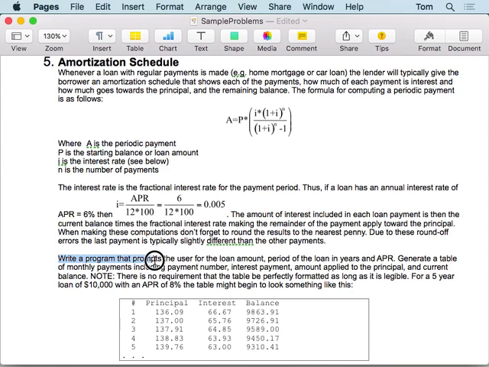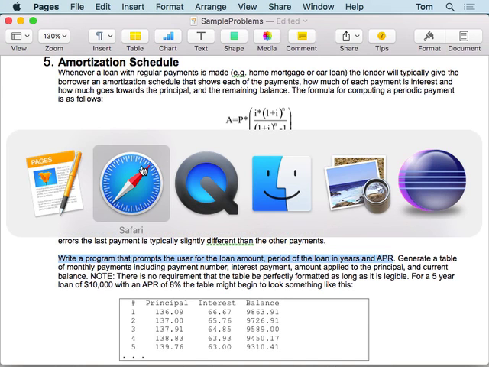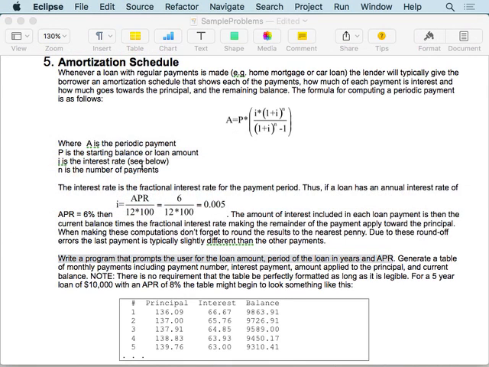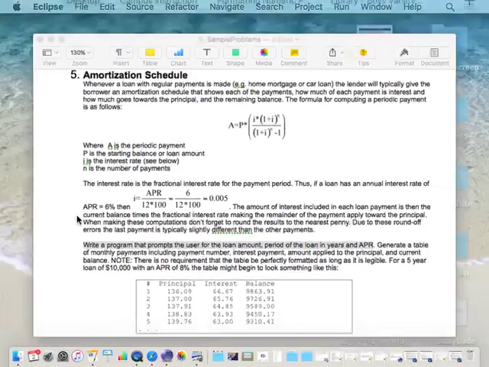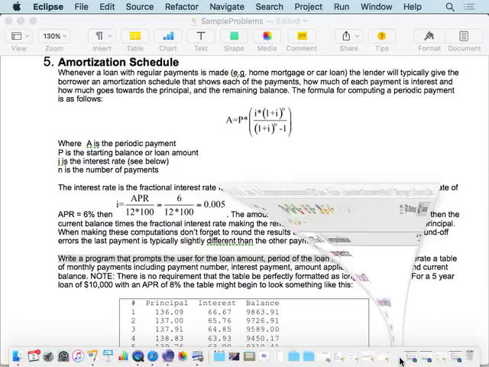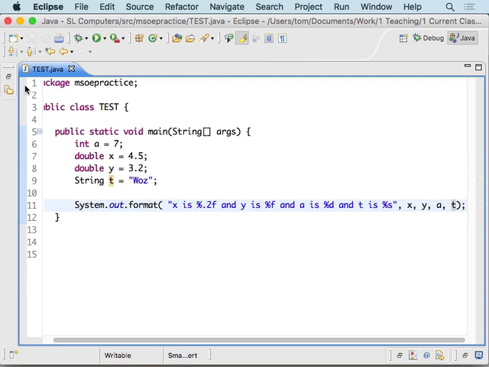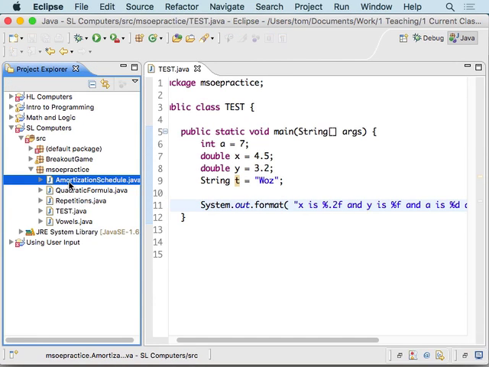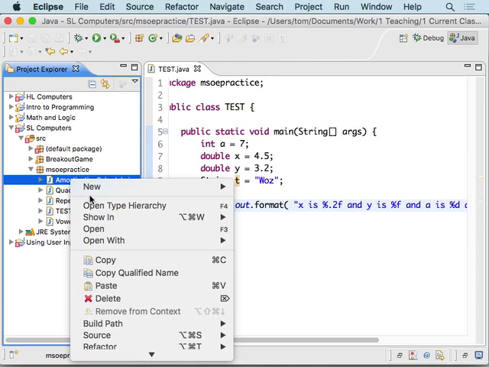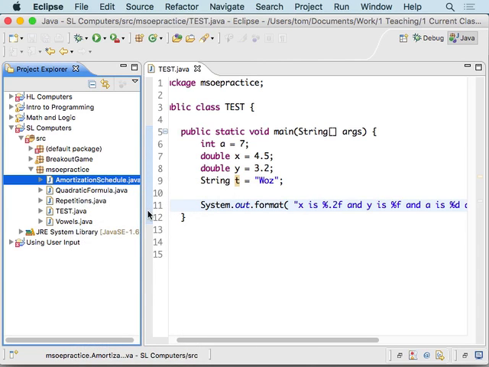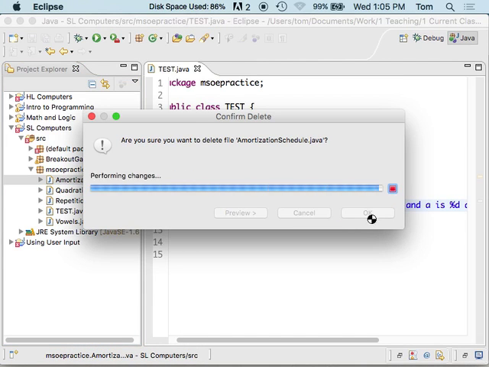Let's write a program that prompts the user for the loan amount, period of the loan in years, and the APR. So let's go over to here, maybe. There we go. And you can see that I've done this once before. So I'm just going to delete this and start it over again.